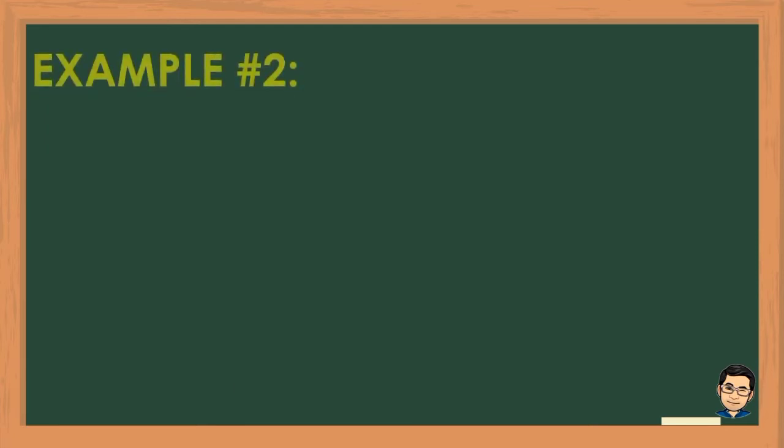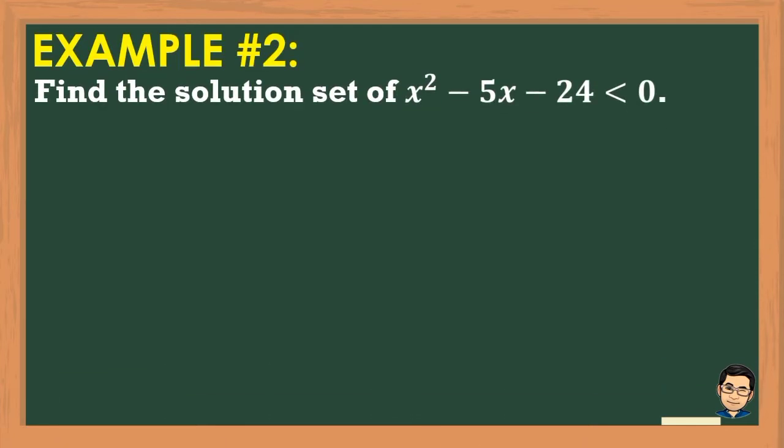So, let's have the next example. Find the solution set of x squared minus 5x minus 24 is less than 0. So, ganun pa rin. Sulat natin yung inequality as an equation. So, x squared minus 5x minus 24 equals 0. And then we factor this equation.